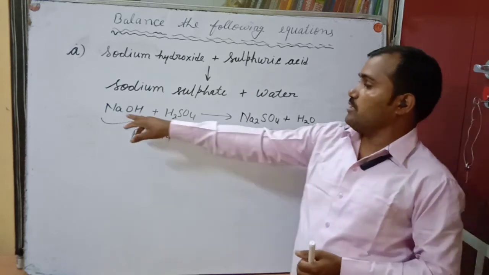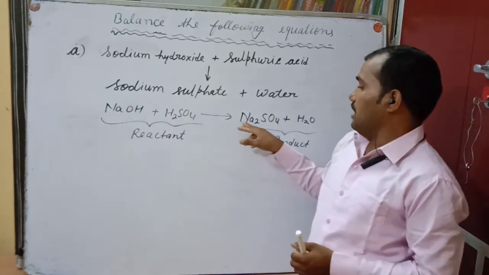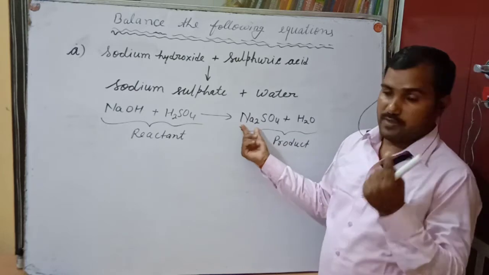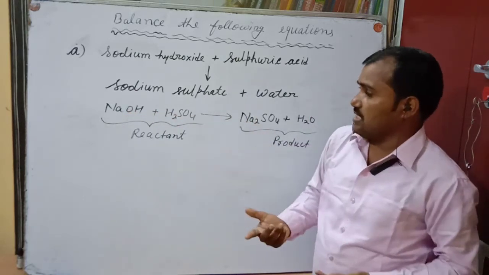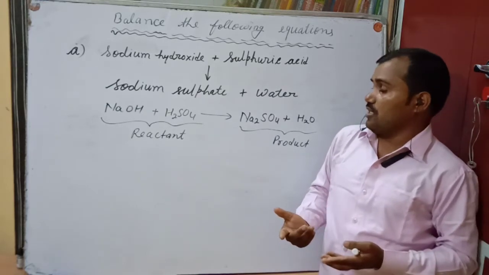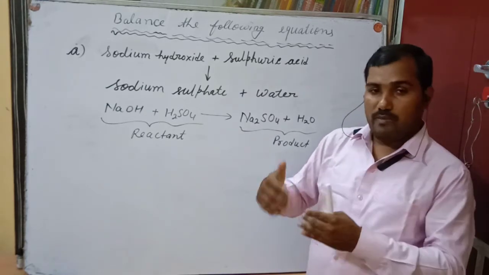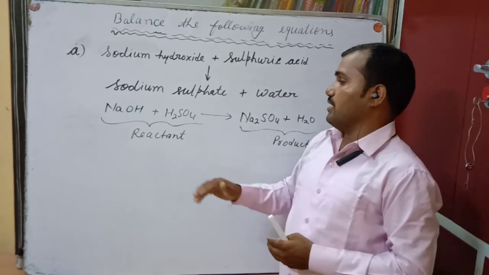See how many sodium atoms are present here? Only one sodium. But on the product side, 2 sodium are present. So 1 sodium, 2 sodium. It means it is unbalanced, so we need to balance the chemical equation. How will we balance? We will discuss that, wait for it.